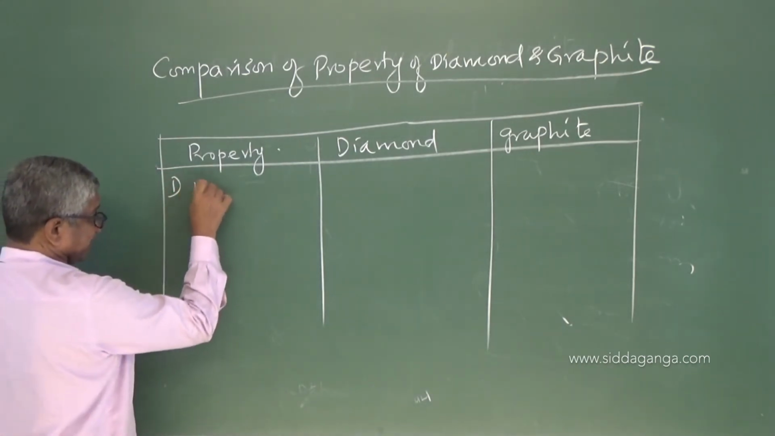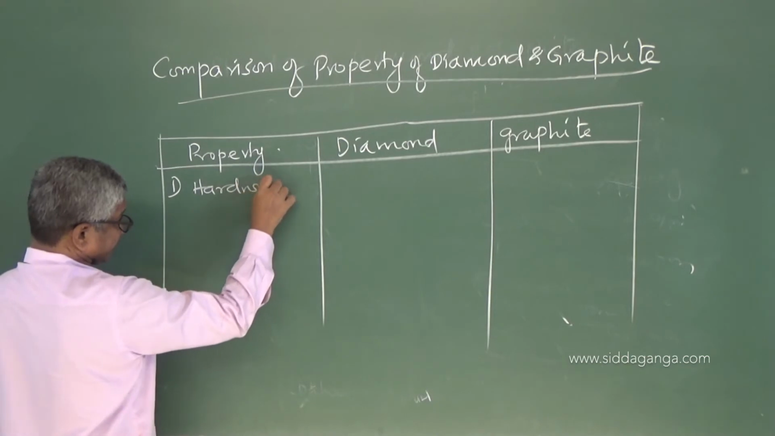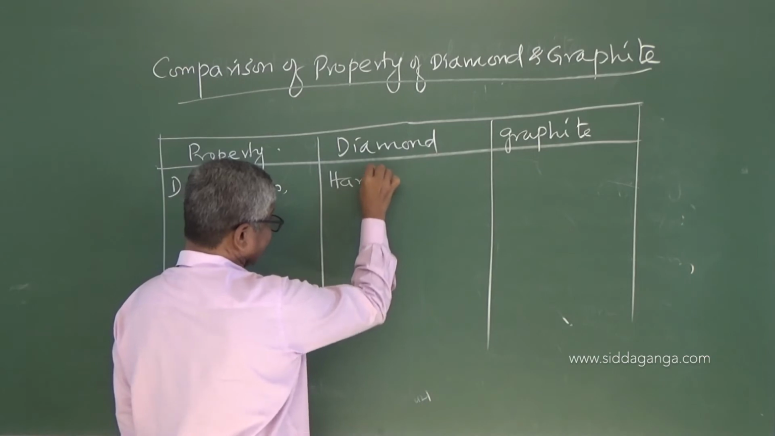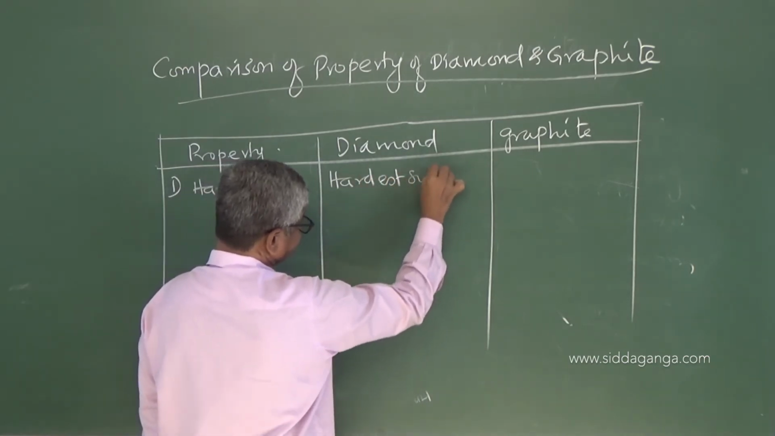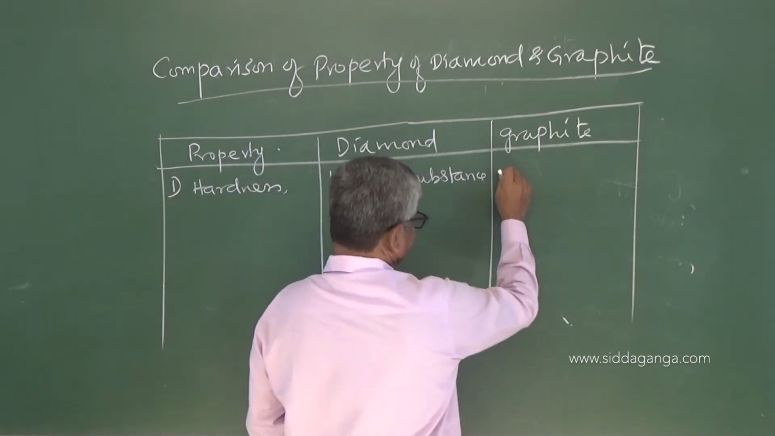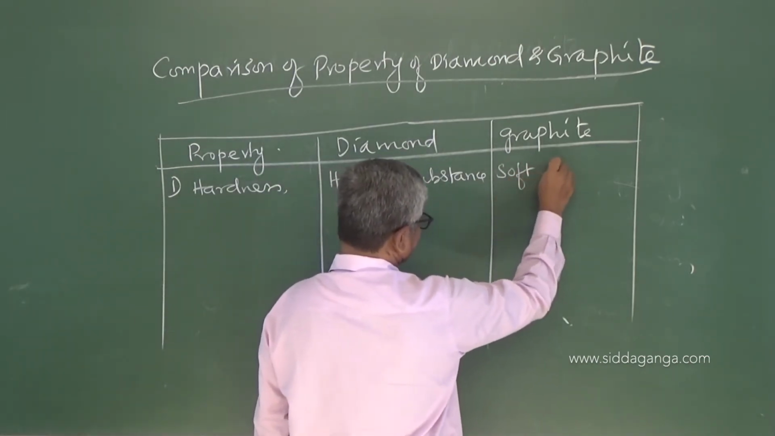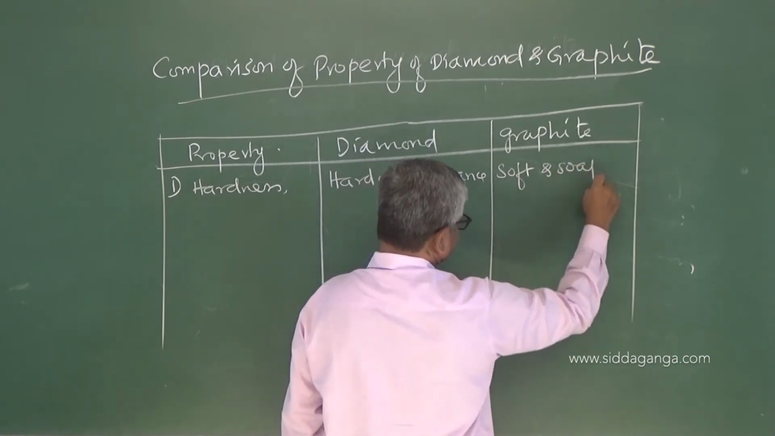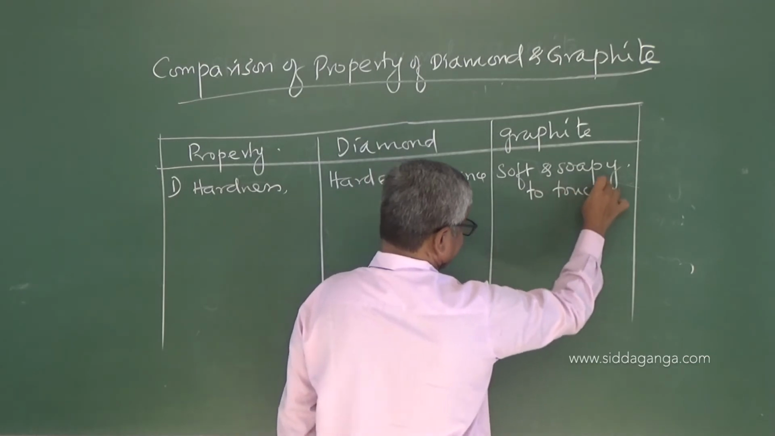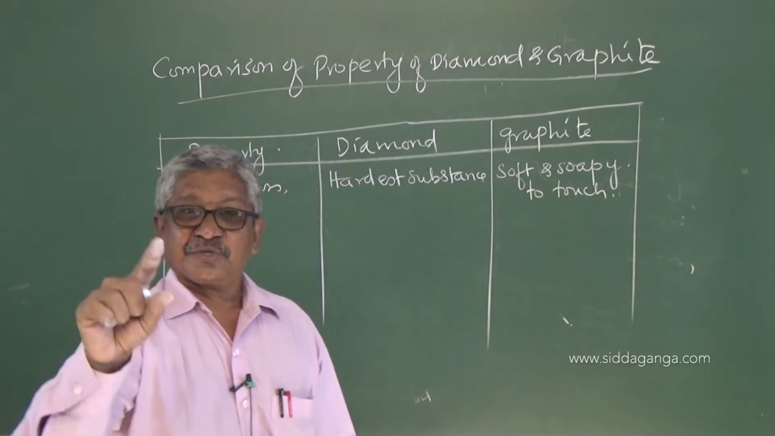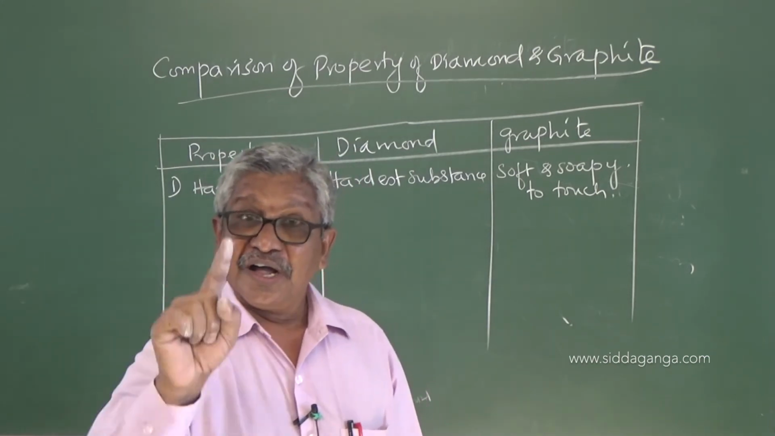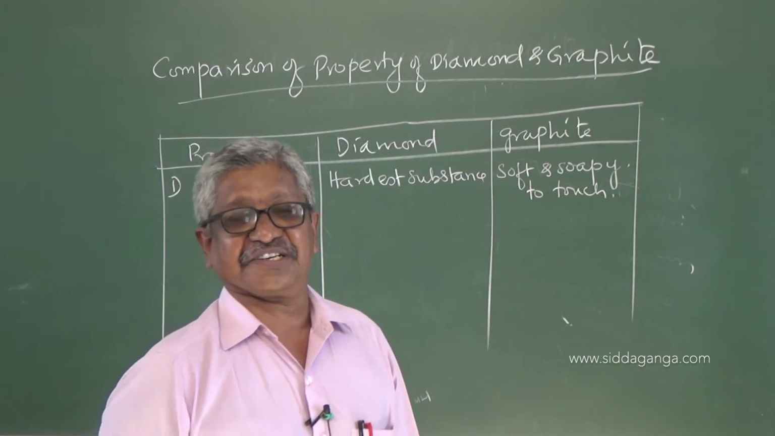First property, hardness. Diamond is the hardest substance. And graphite is soft and soapy to touch.